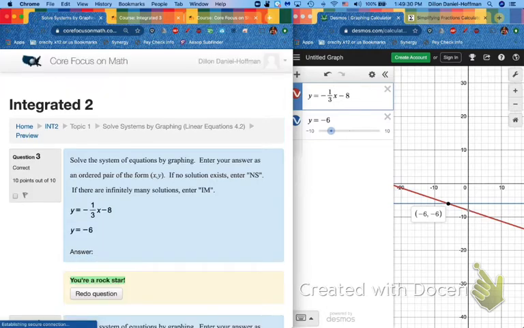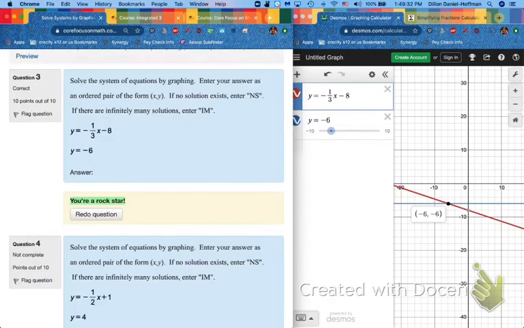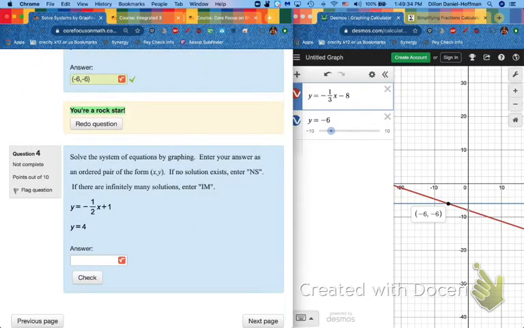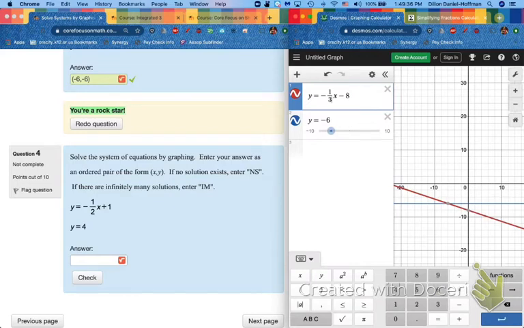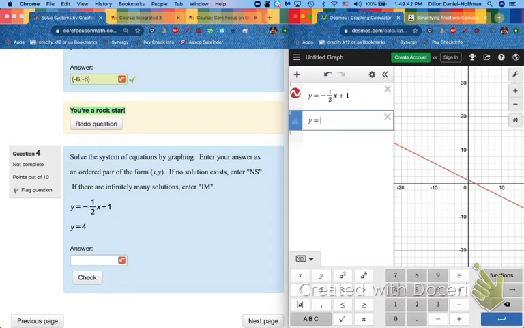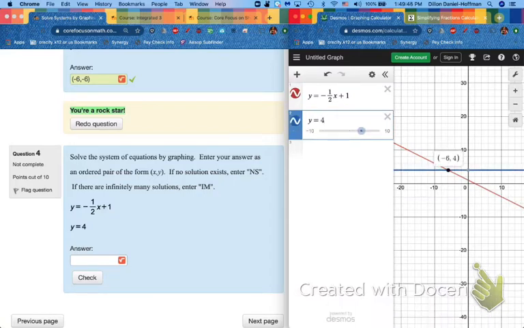You can pause this video now and continue on. It's basically the same steps each time. You're just typing in your graphs and you're seeing very simply where do they cross. It's such a powerful way of knowing exactly how to solve a system of equations.